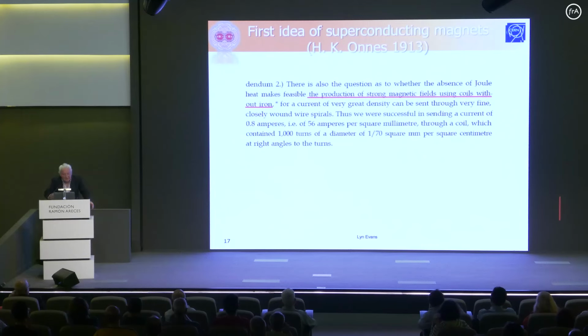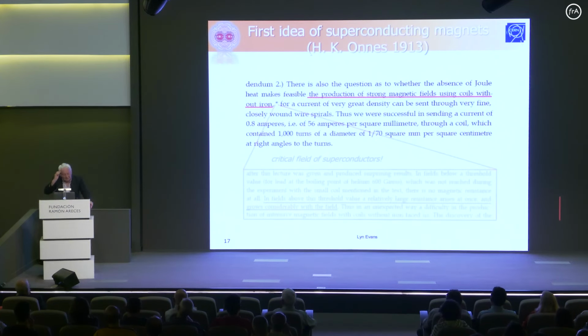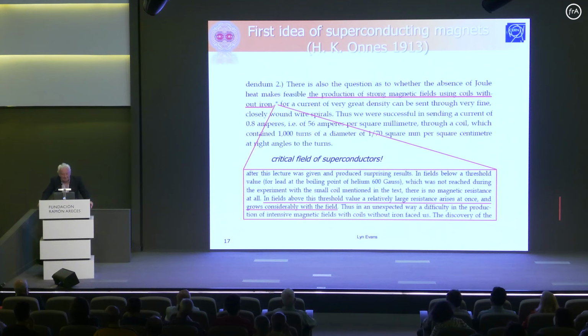This was in his Nobel lecture. It's also the question of whether the absence of joule heating makes it feasible to produce strong magnetic fields. And he built coils out of these things and then cooled them down, superconducting, producing very high currents. And he thought this was the answer to everything, getting very strong magnetic fields. Shortly afterwards, he had to put water in his wine.